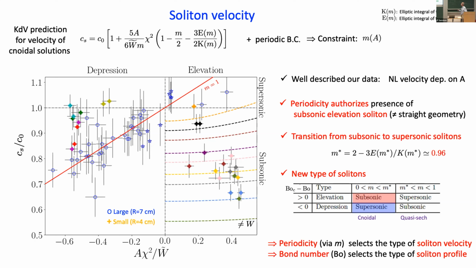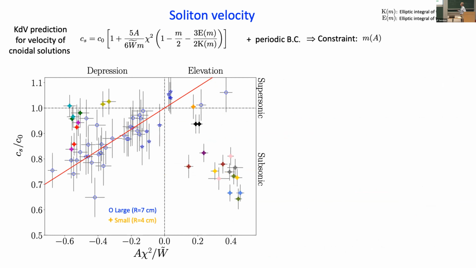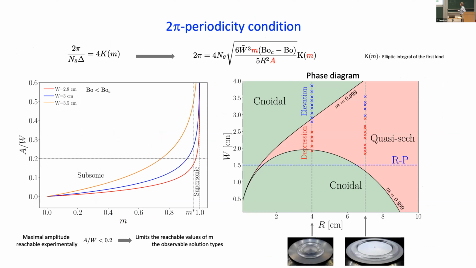And also, by equalizing this quantity to 0, you can find the crossover between the supersonic and subsonic soliton, which is close to this value here. So to sum up, there is a new type of soliton that occurs due to the periodicity. I showed you this for the subsonic. It could be also this one for supersonic cases, but we cannot reach them because of the Rayleigh-Plateau instability that breaks the torus into small droplets.